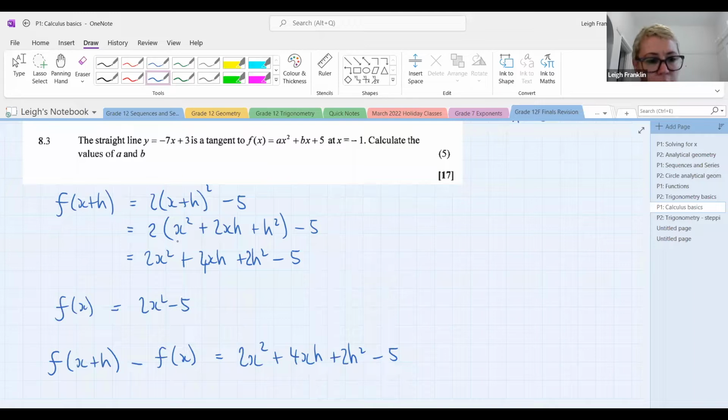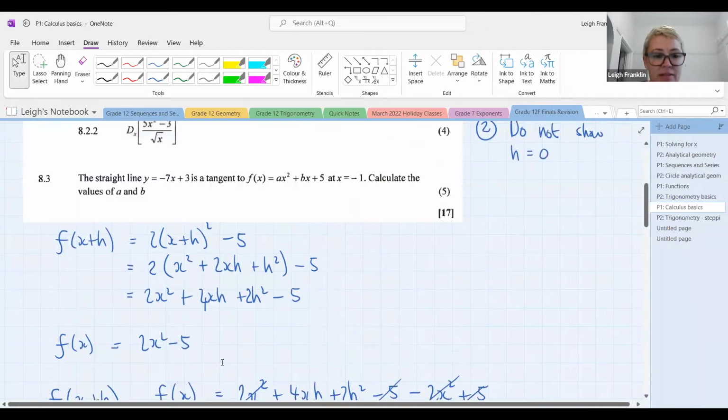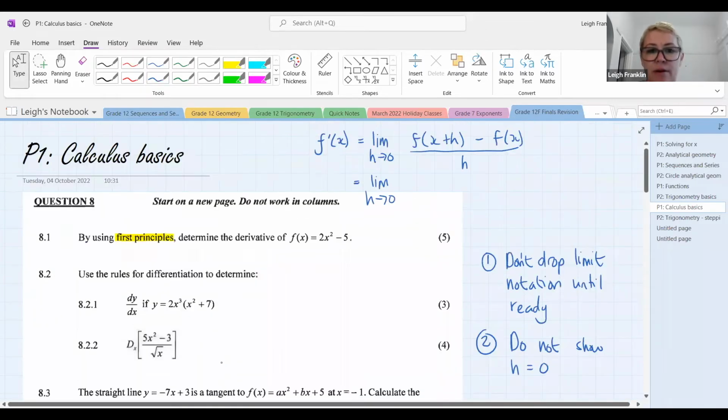And now I'm going to subtract 2x squared minus 5. So that will become plus 5. And I change my signs. And now everything that does not have an x in it needs to go. So the 5 is gone. The 2x squared is gone. And what I'm left with is 4xh plus 2h squared. And then I take that and I go and sub it in here.